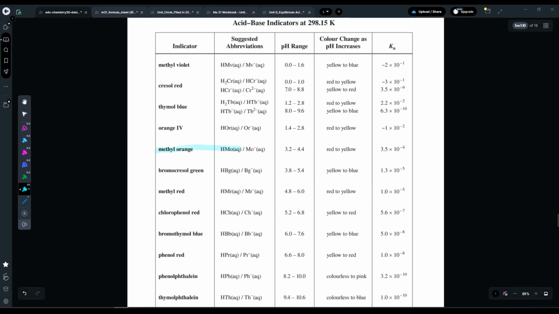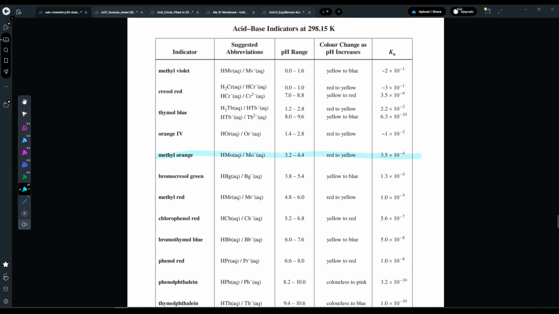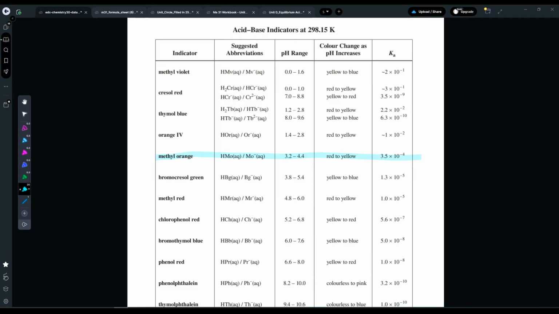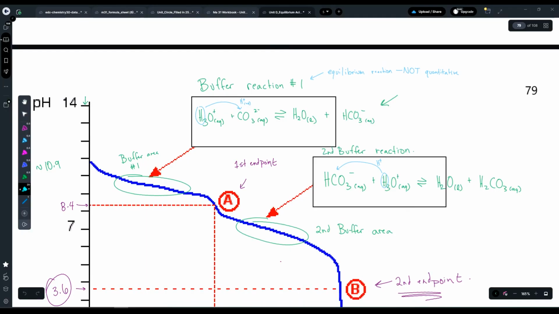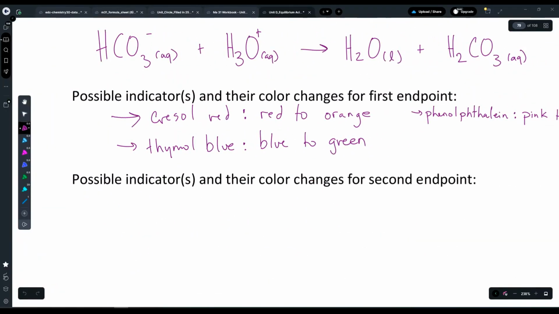Okay, so 3.6 will be in the middle of the range of methyl orange. And it doesn't look like there's any other indicators that have 3.6 in the middle of their range. So we're going to leave it at that. So methyl orange is our indicator for the second endpoint.